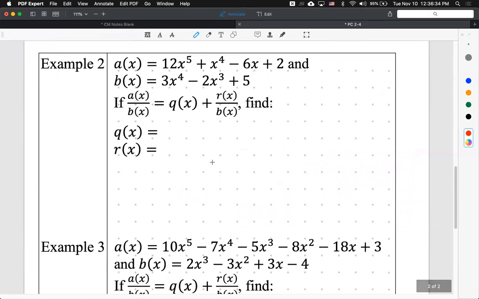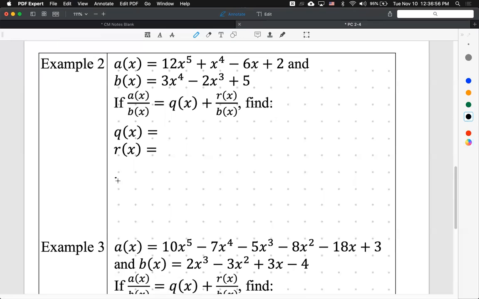So the numerator is going to be a of x because it says a of x is the numerator. The denominator is going to be b. That means I'm going to be dividing this 3x to the power 4 minus 2x cubed plus 5. How many times does that go into 12x to the power 5 plus x to the power 4 minus 6x plus 2? The way that I set this up, and it's going to be really long, so I'm going to write it down here. Looks like this.